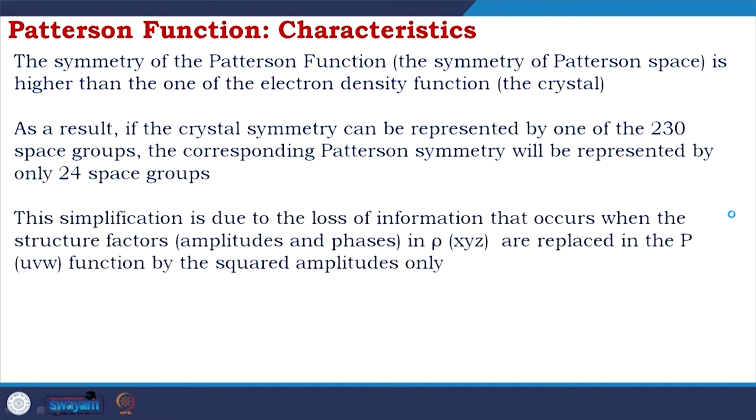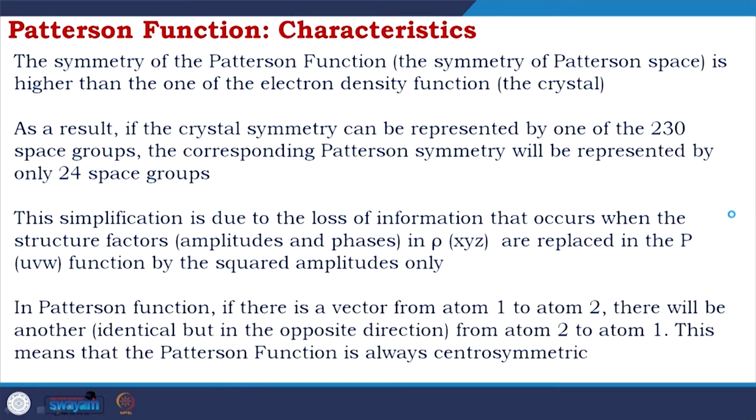This simplification is due to the loss of information that occurs when the structure factors in rho(x, y, z) are replaced in the P(u, v, w) function by the squared amplitudes only. Also, in the Patterson function, if there is a vector from atom 1 to atom 2, there will be another identical vector in the opposite direction, from atom 2 to atom 1. This means that the Patterson function is always centrosymmetric.